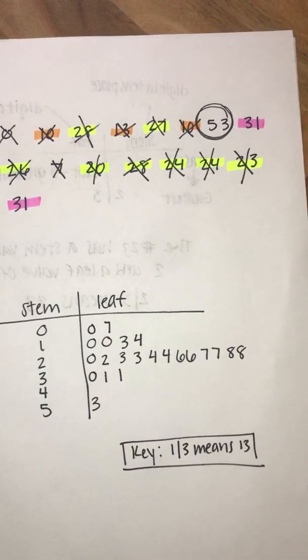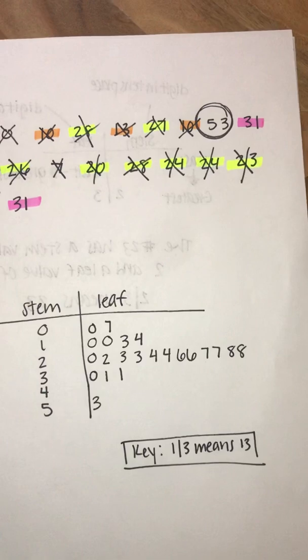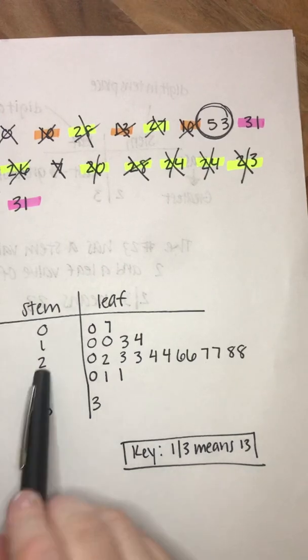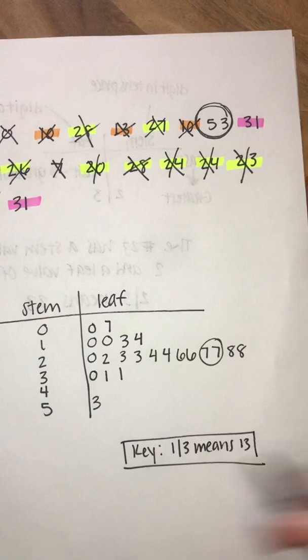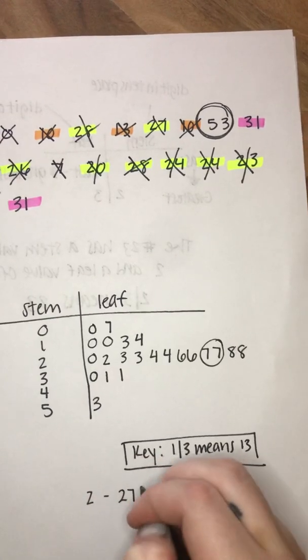And we have our stem and leaf plot, so we can answer our questions. Our first question is, how many times did the Houston Texans score 27 points? So I can go to 2 and find how many 7s I have. So there's two 27s.